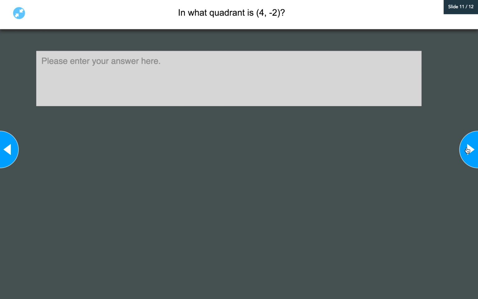In what quadrant is (4, -2)? Well, the x coordinate is positive, so you're going to be on the right-hand side. And the y coordinate is negative, so you're going to go to the lower part. That puts you in the lower right corner, which is quadrant 4.